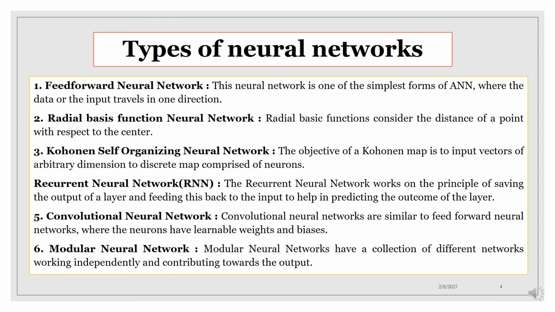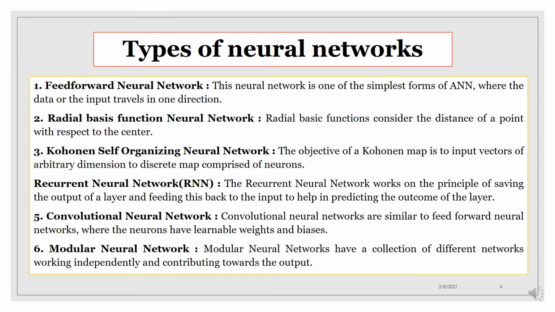Next, we are coming to the types of neural networks. So what are the types of neural networks? I have seen that there are 6 types of neural networks. First is the feed-forward neural network, then the radial basis function neural network, the Kohonen self-organizing neural network, recurrent neural network, convolutional neural network, then modular neural network. So the first one is the feed-forward neural network.